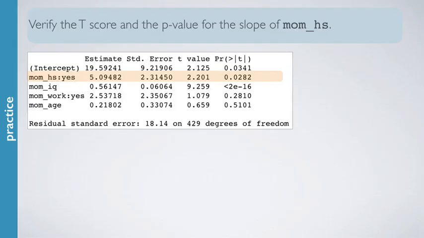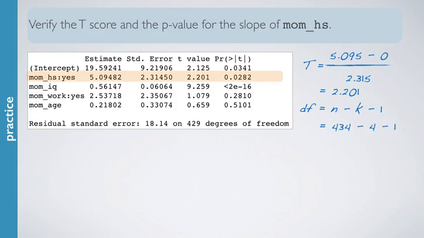So let's go ahead and verify the t-score and the p-value for the slope of the variable mom_HS, that is the high school status of the mother. We can calculate the t-score as the estimated slope minus the null value 0 divided by the standard error of the estimated slope, 2.315, and that yields a t-score of approximately 2.201, which is what is given to us on the table anyway. To calculate the p-value, we're going to need the degrees of freedom associated with the slope, and that's n minus k minus 1. 434 is our sample size, minus we have 4 predictors, minus 1, gives us a degrees of freedom of 429.